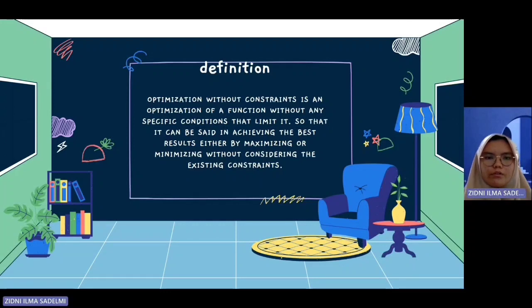Today, I want to explain about optimization without constraint of two variables. The definition of optimization without constraint is an optimization of a function without any specific condition that limits it, so that it can be said to achieve the best result, either by maximizing or minimizing, without considering existing constraints.